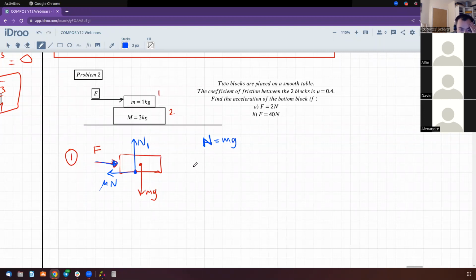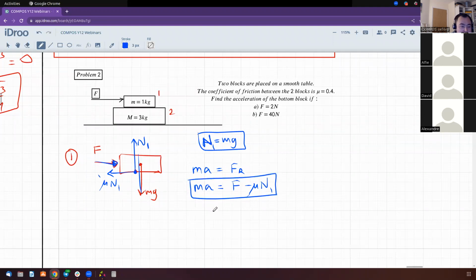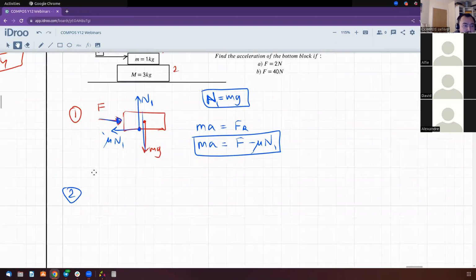So Newton's second law: mass times acceleration is equal to the resultant force. This is just N1 equals mg. Mass times acceleration is equal to the resultant force, which is F minus mu N1. And that's your Newton's second law. We write it down, and then we go to the second block. Now, things are more complicated for the second block. So what are the forces on the second block? Start listing them.